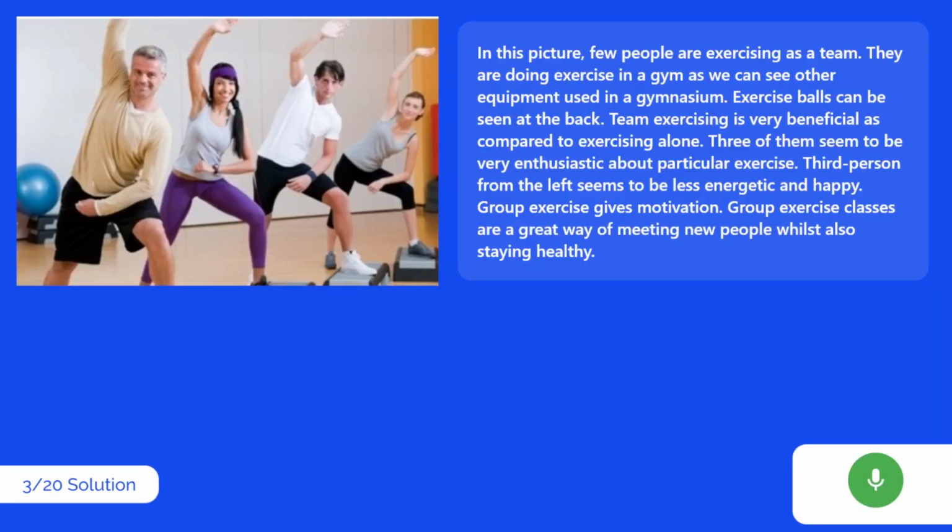In this picture, a few people are exercising as a team. They are doing exercise in a gym, as we can see other equipment used in a gymnasium. Exercise balls can be seen at the back. Team exercising is very beneficial as compared to exercising alone. Three of them seem to be very enthusiastic about a particular exercise. The third person from the left seems to be less energetic and happy.